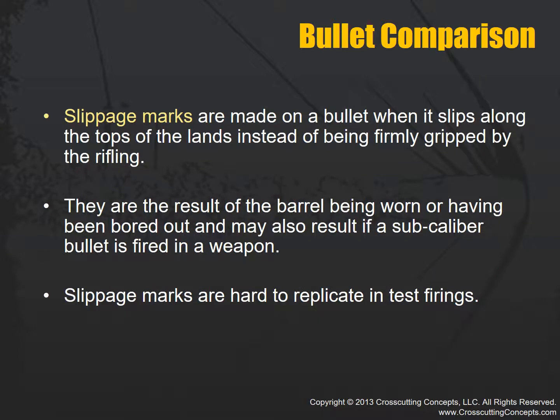Slippage marks are made when the bullet slips along the tops of the lands instead of being firmly gripped by the rifling. This happens when the barrel is worn or if it was bored out. It can also result if a subcaliber bullet is fired in a weapon. Slippage marks are hard to replicate in test firings.